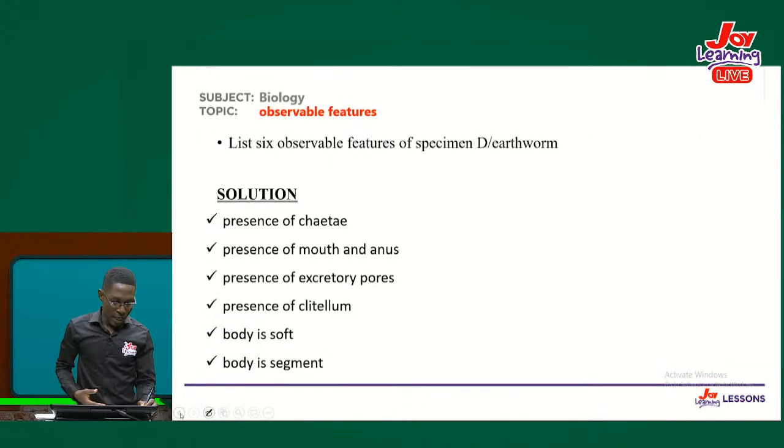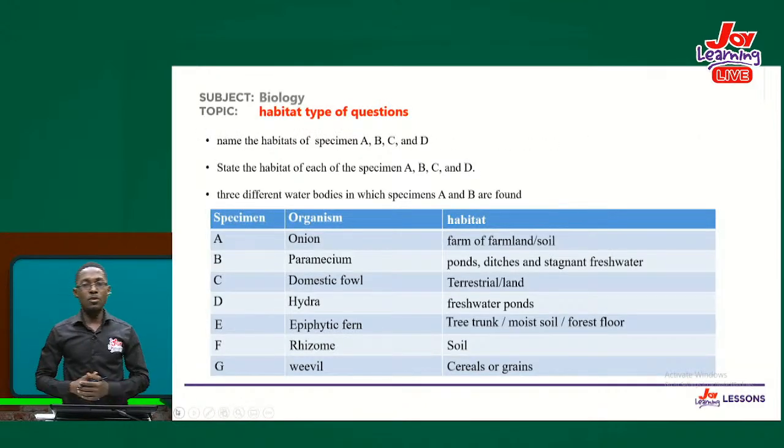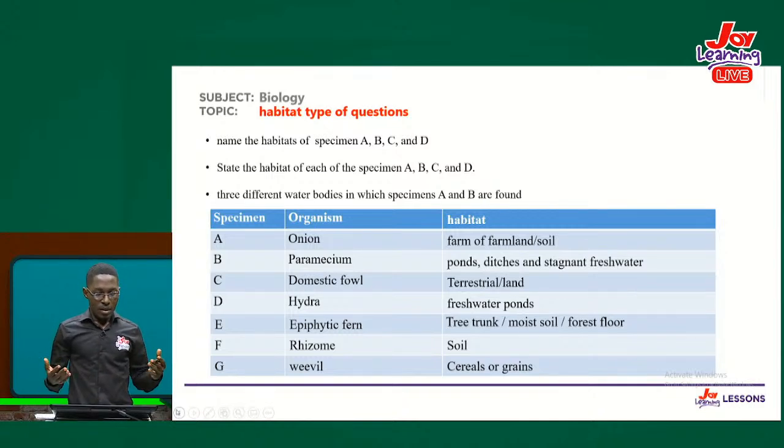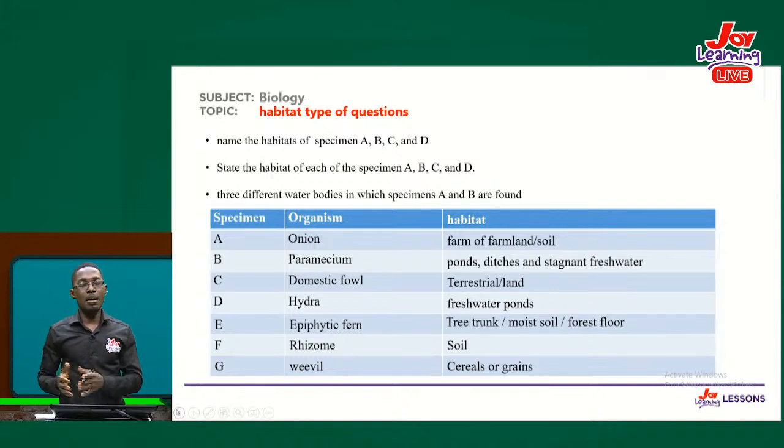Now let's go to another set of questions. They may ask you for habitats. So A is onion. What is the habitat of onion? It's found on the farmland. B, paramecium, pond, ditches. So on your screen are a list of organisms and they may ask you for their habitat.